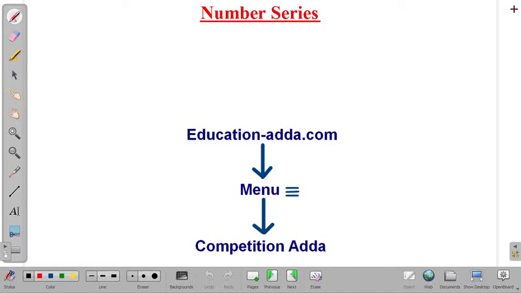In this lecture, we will discuss some important problems on number series which are of the wrong-one-out type.